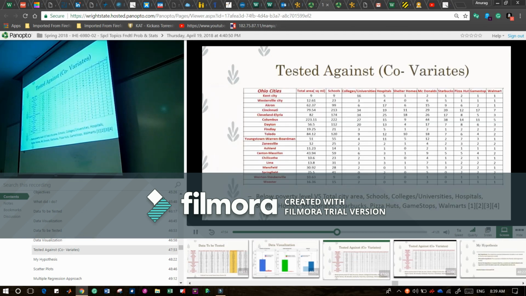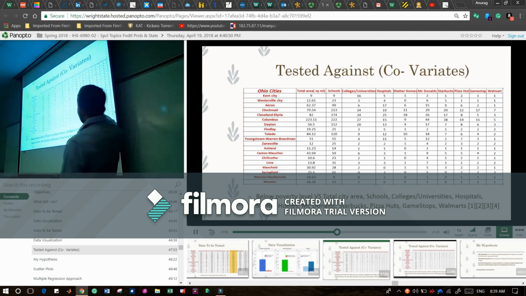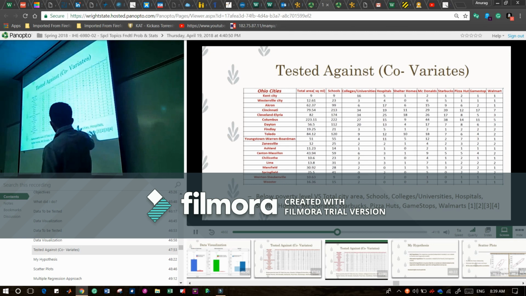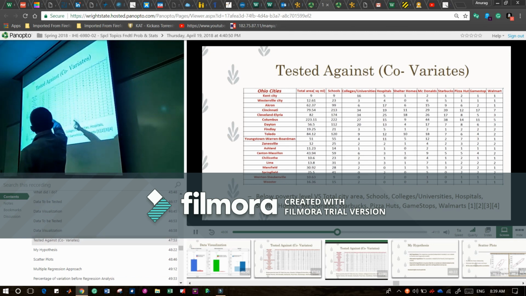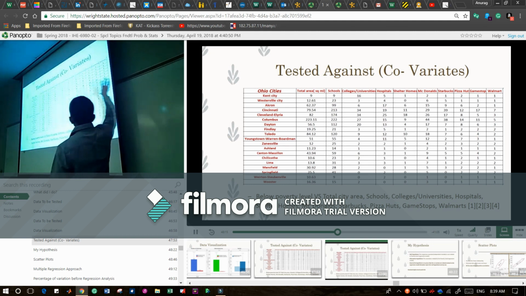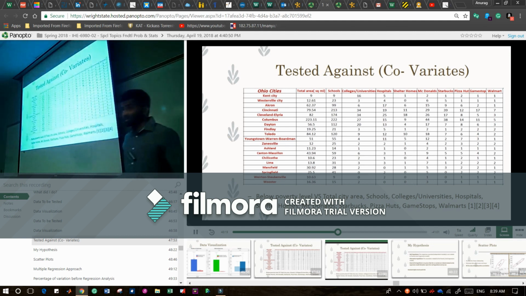So these are the covariates that I'm going to test with my data. These were randomly selected based on my instinct. I collected data from various websites. First is total area, schools, colleges, universities, hospitals, shelter homes, and all these were with my instinct. Then I got a little bored, so I decided to go out of scope and add McDonald's, Starbucks, Pizza Hut, and stuff to see how it affects, or if there is any correlation or link.